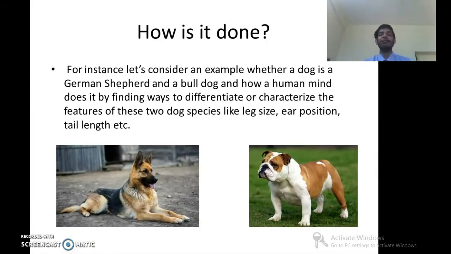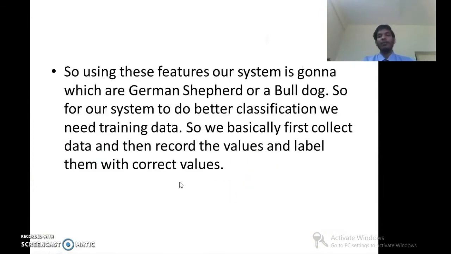Now let us take an example where ML is actually applied. For instance, if we have a dog species like a German Shepherd or the Bulldog, our human mind could differentiate these both species based on the leg size, their height, weight, ear orientation, etc. But in a system, it's a completely different thing.